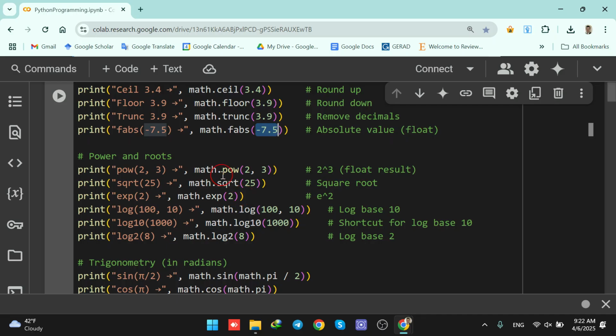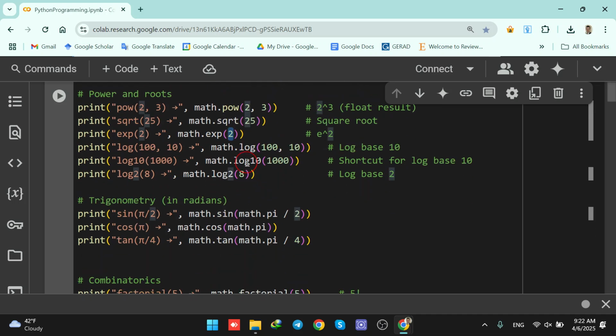Then we are having the pow function, which is going to raise 2 to the power of 3, for example, in this case. So this is the main number, and this is the number that is going to raise the number 2. And then we are having the square root function, sqrt, which is going to calculate the square root of 25, which is 5. Then we are having the exponential, which is going to calculate the exponential of 2.